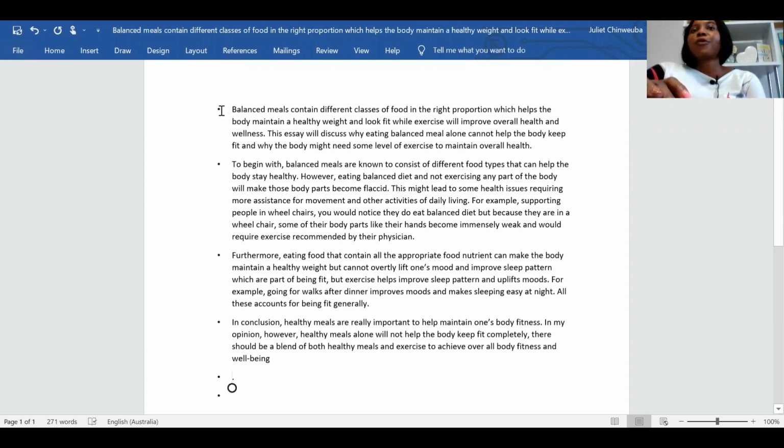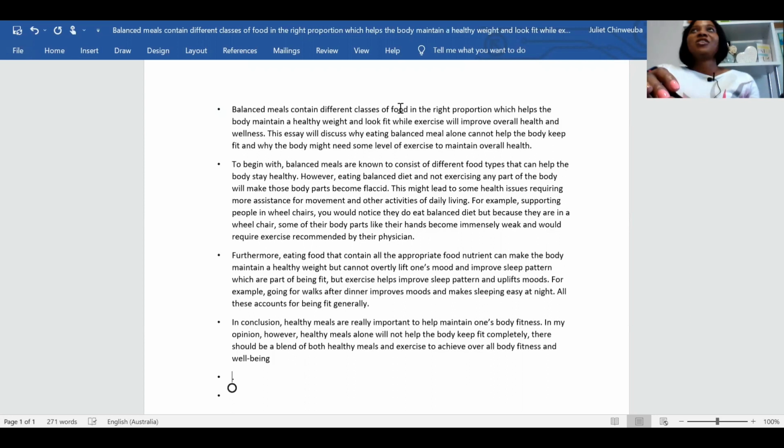Sorry for this bullet point. We don't use bullet points in the exam, but I didn't take it off. So this is the whole essay. Balanced meals contain different classes of food in the right proportion, just as you saw on those slides in the PowerPoint. That is the same thing. I wrote it on the PowerPoint, not in the Word document. I just copied it from the PowerPoint and pasted it on the Word document so that you can see exactly the number of words.